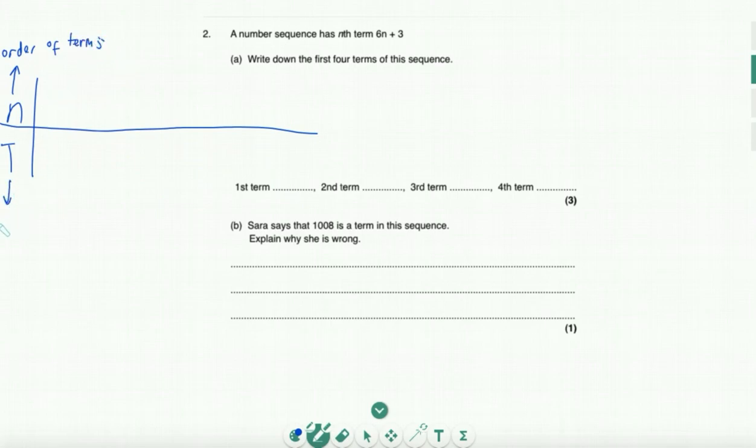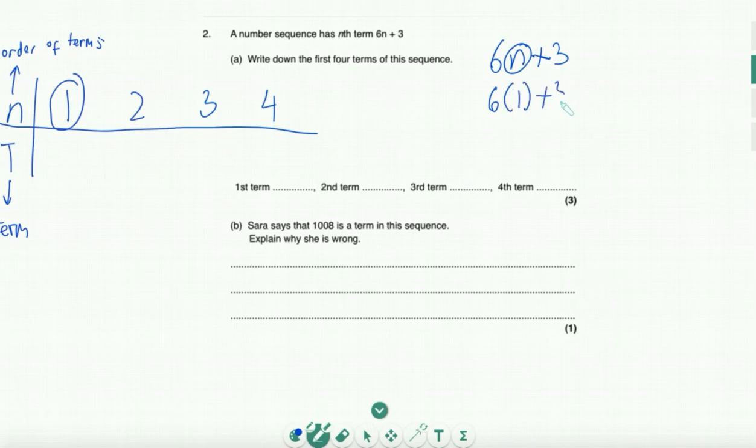T stands for the term. So we're trying to find the first, second, third, and fourth terms, okay? So how do we do this? Super simple. Our nth term is 6n plus 3. All we're going to do is replace, if we're looking for the first term, we're going to replace n with 1. So 6 times, instead of n, 6 times 1 plus 3 equals 9.